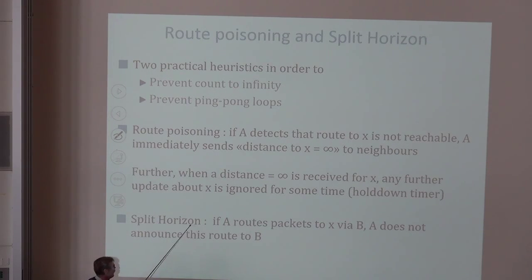Split horizon is another optimization that essentially is common sense. It says, if a router A has B as the next hop for a given destination X, then A does not announce this route to B. So A will not say to B, my distance to X is whatever, because A goes via B. So it assumes that B should know better. So you don't inform a neighbor of your distance to a destination if this neighbor is on your path to the destination, because you've learned this distance from this neighbor.